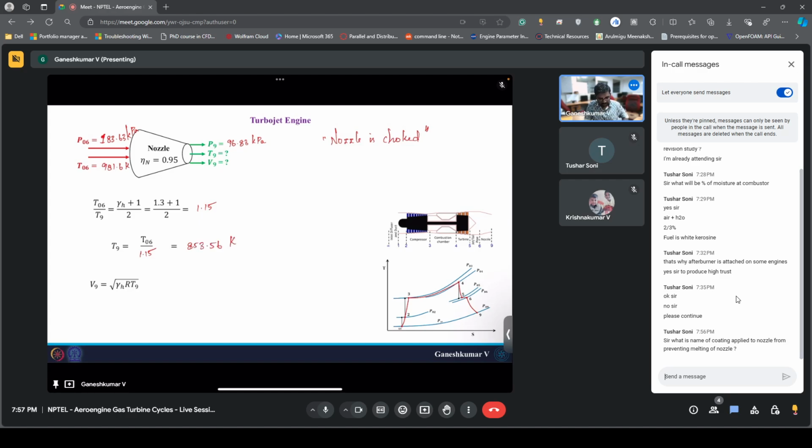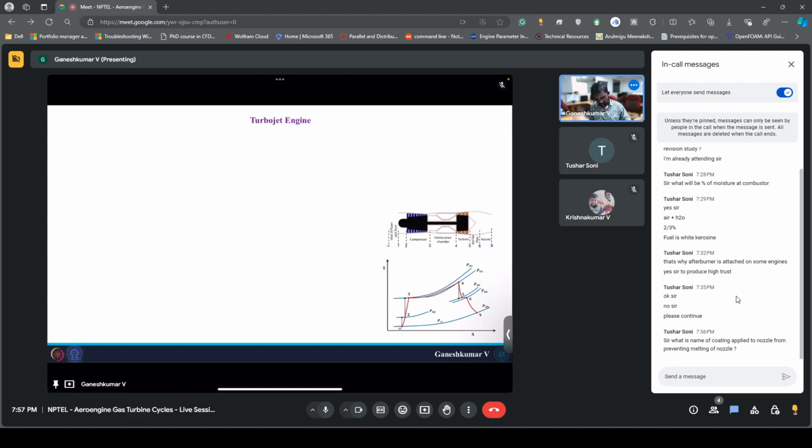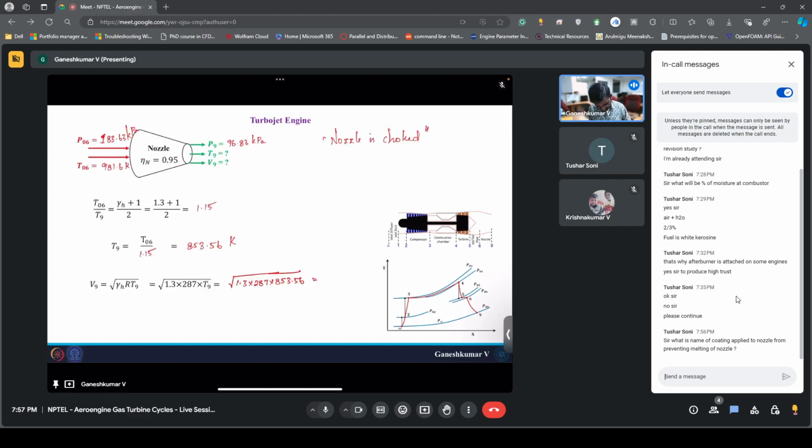Now you can rearrange: T06 divided by 1.15, and hence your T9 would be something like 853.56 Kelvin. The velocity at the exit of the nozzle is nothing but the sonic speed, because we know the Mach number is equal to 1 there. So you can substitute T9 here: 1.3 into 287 into 853.56 Kelvin, under a square root. You can check this calculation. It might come to something like 544.3 meters per second.